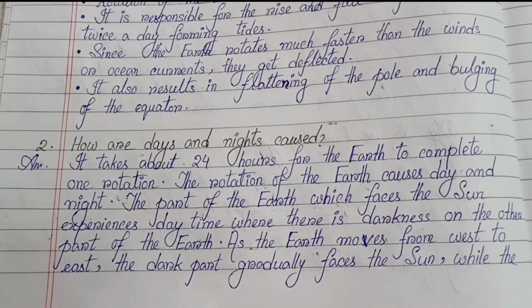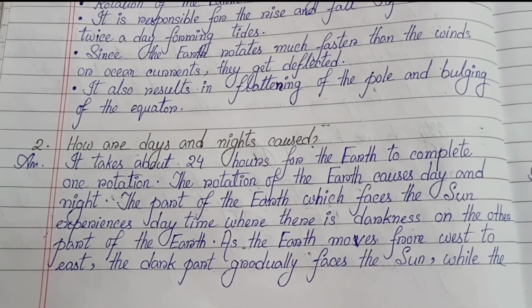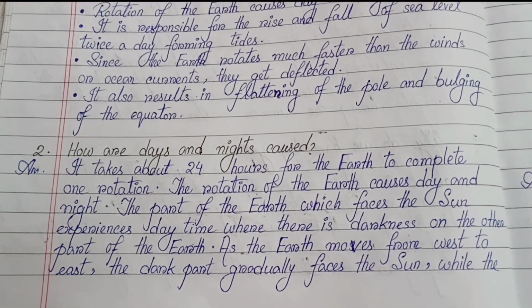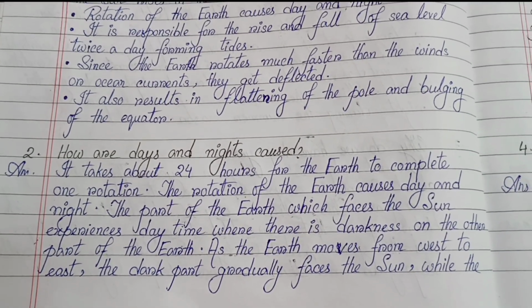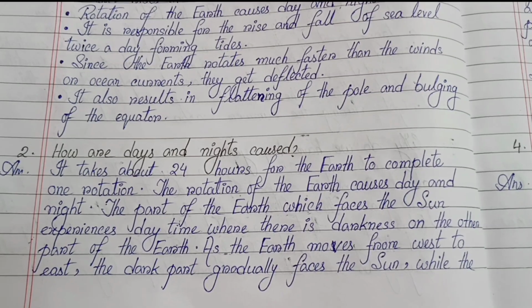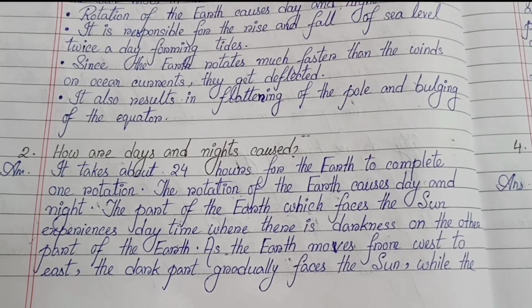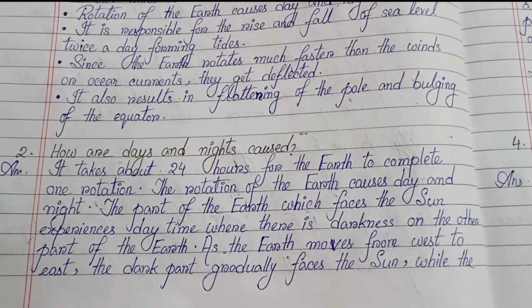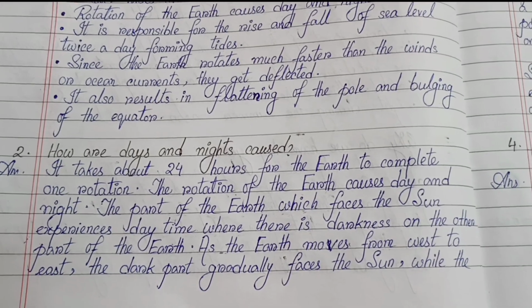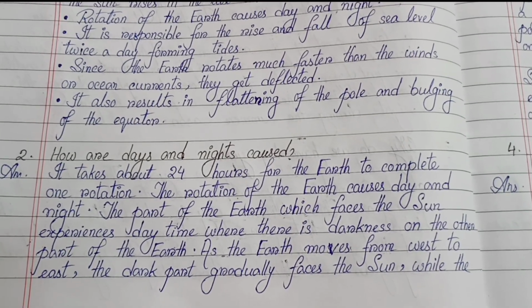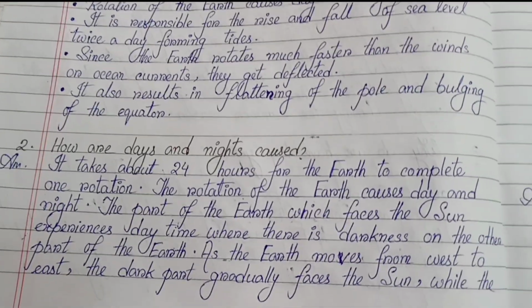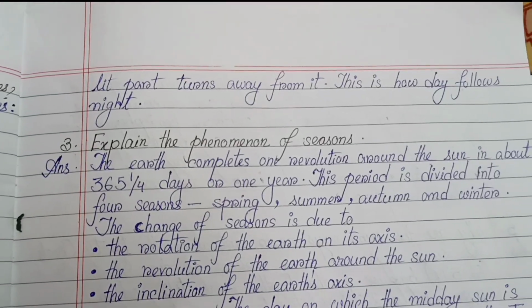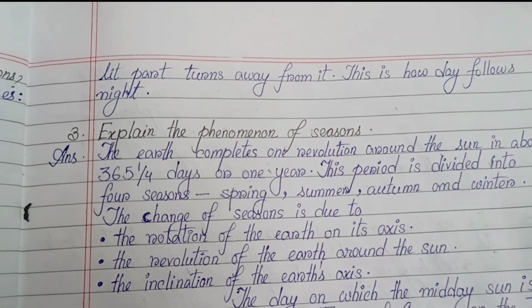Number 2, how are days and nights caused? It takes about 24 hours for the earth to complete one rotation. The rotation of the earth causes day and night. The part of the earth which faces the sun experiences daytime, while there is darkness on the other part of the earth. As the earth moves from west to east, the dark part gradually faces the sun, while the lit part turns away from it. This is how day follows night.